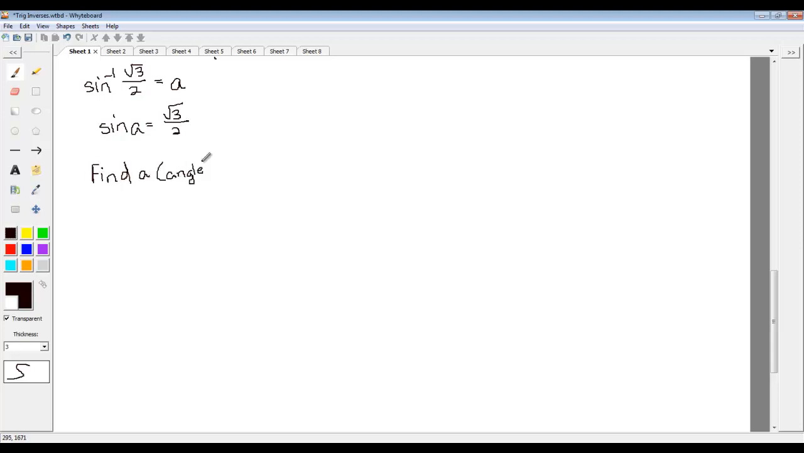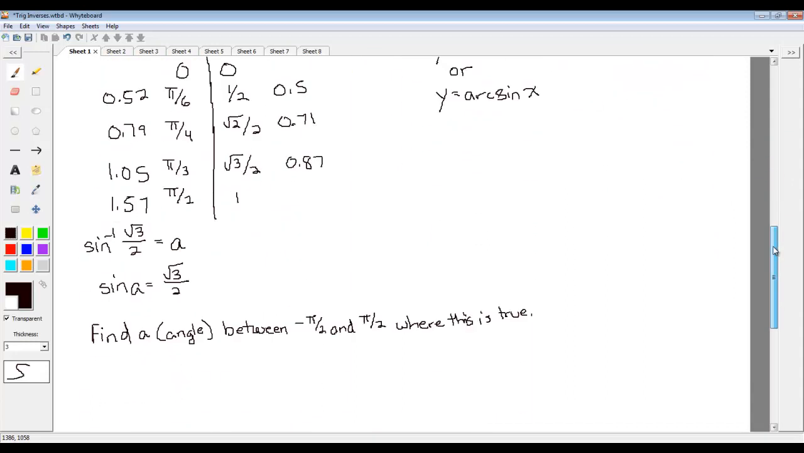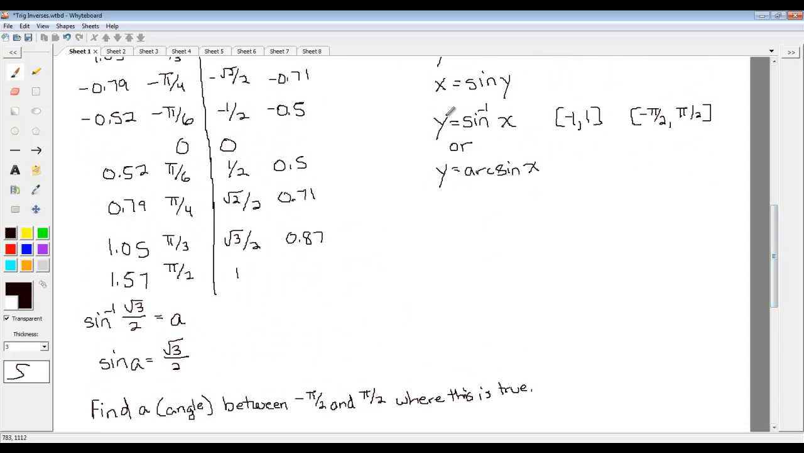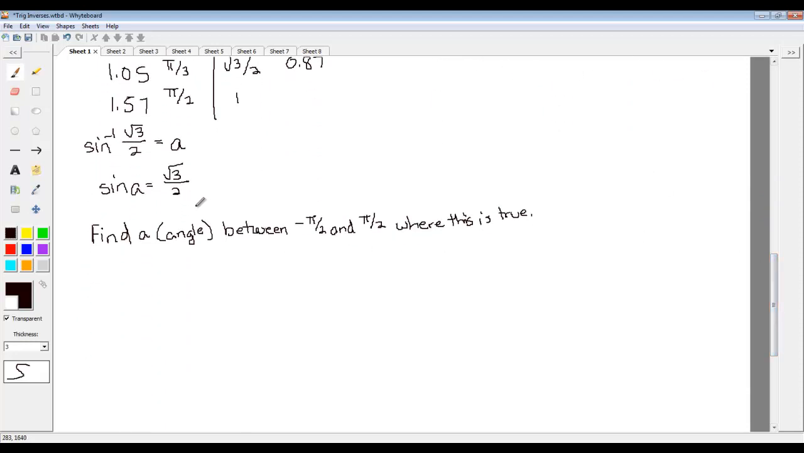the angle between negative pi over 2 and pi over 2, where this is true. Because remember, we restricted the inverse sine. The inverse sine has domain of negative 1 to 1, range of negative pi over 2 to pi over 2. So inverse sine of square root of 3 over 2 equals a. Its y here can only fall from negative pi over 2 to pi over 2. So we got to figure out which angle makes that happen. And if you think about it, theta would be pi over 3 to make that happen.